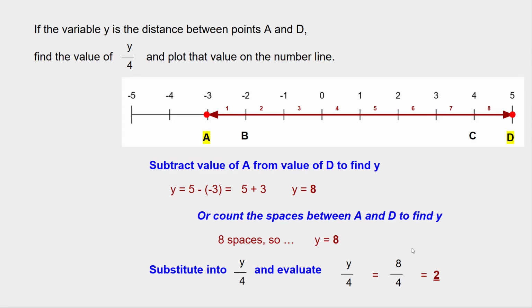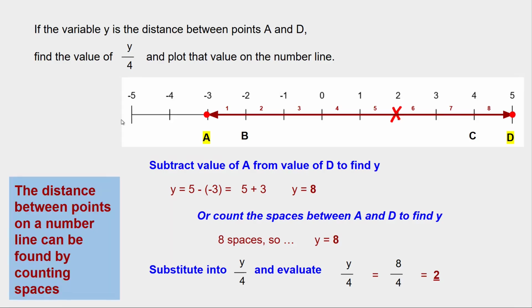The other thing that's a little different about this problem is that there are no multiple choice answers. It's asking us to mark the value of this point on the number line. We look up at the number line and we can see here is the number 2. That's the point that we want to mark on the number line to answer this question.